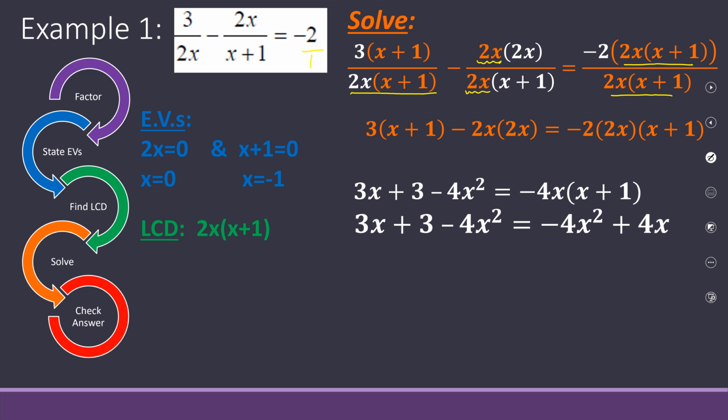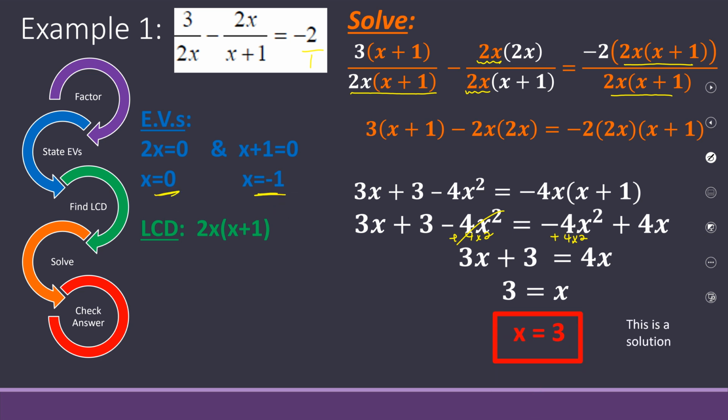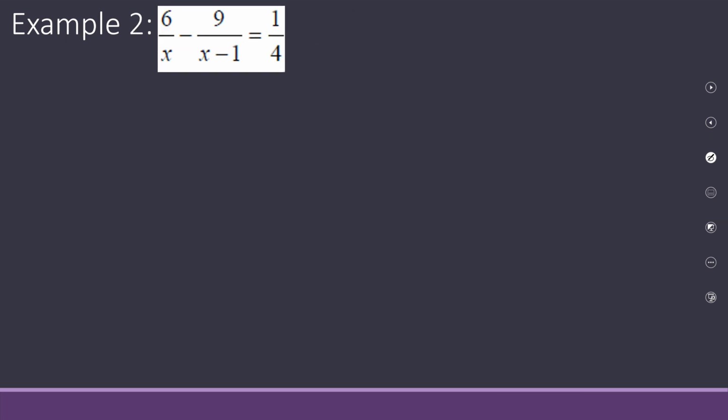So 3x plus 3 minus 4x squared equals a negative 4x squared plus 4x. Combine your like terms. When we add that 4x squared to both sides of the equation, those are going to be eliminated on both sides. Love it. So now I have 3x plus 3 equals 4x. Subtract 3x from each side and you just get x equals 3. Okay, is that one of our excluded values? Nope. So that's an answer and we're done. Yay us. All right, let's try another one.